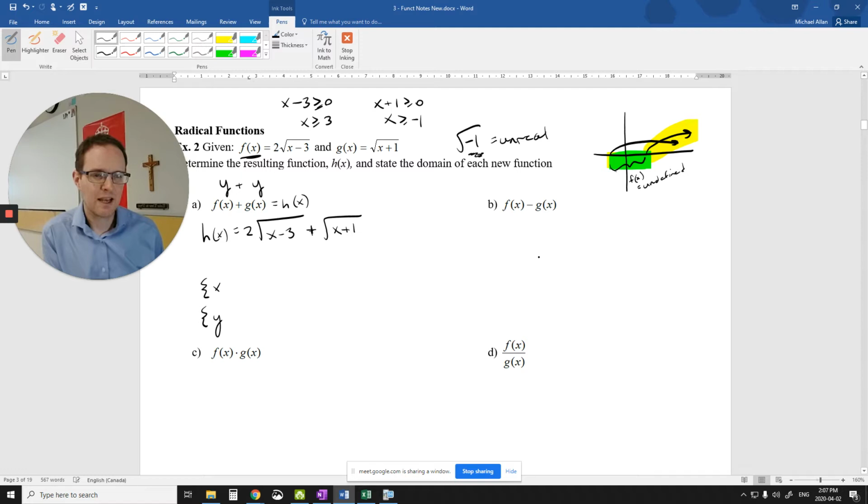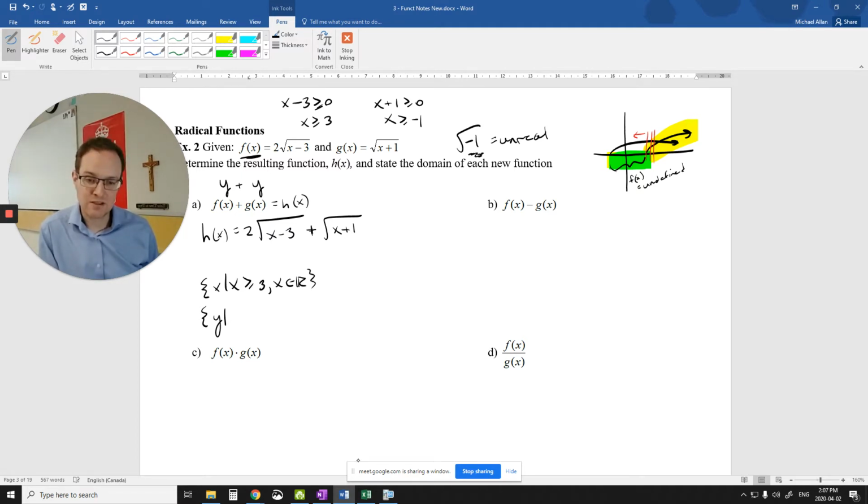So how do I add my y values together if it's undefined? Undefined plus anything is just undefined. So over here, though, they're both defined. They're both defined up to this point. Anything on this side is undefined for f of x. So my domain is going to say that everything for my graph has to be greater than or equal to 3, x. It can't be anything less than 3 because that graph is undefined there, so I can't add it.